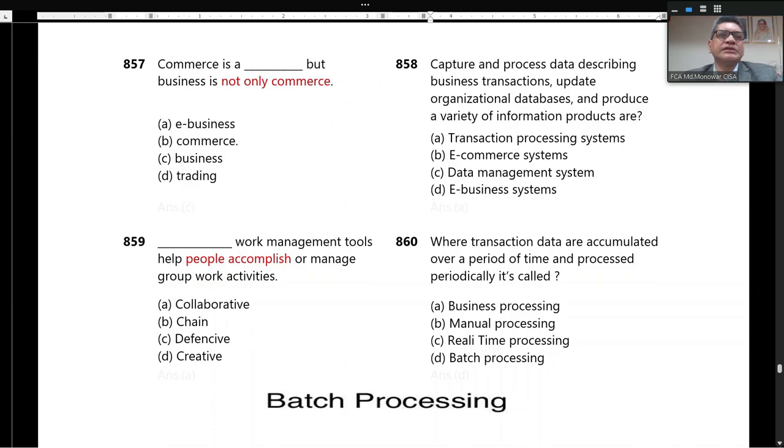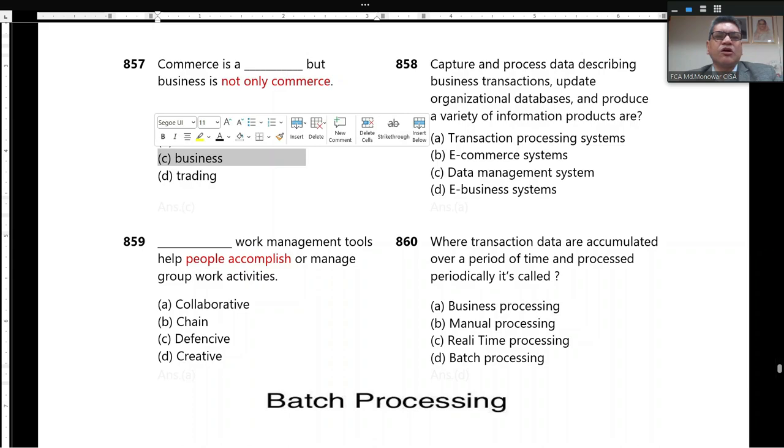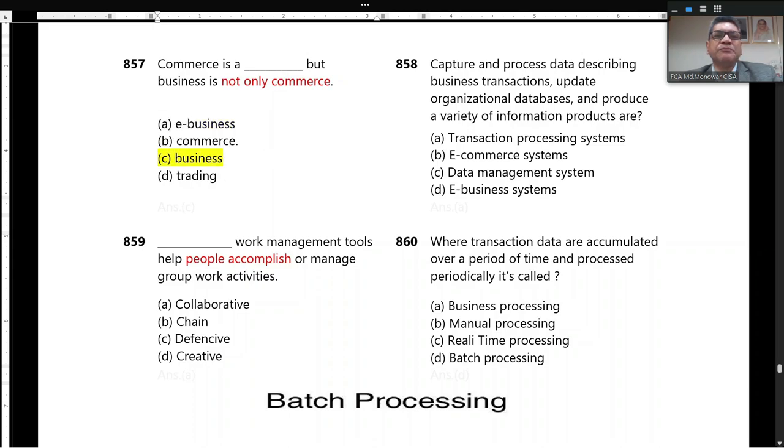Now if we see this one, commerce is a business. Commerce is a business, but business is not only commerce. So business is more than commerce. Here the answer is C. Commerce is a business, but business is not only commerce.